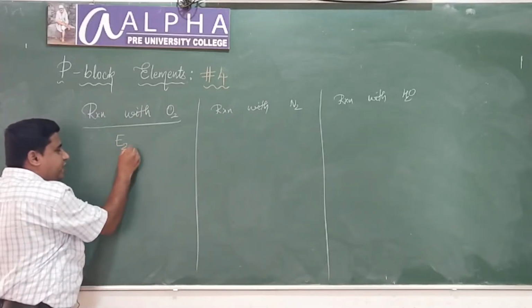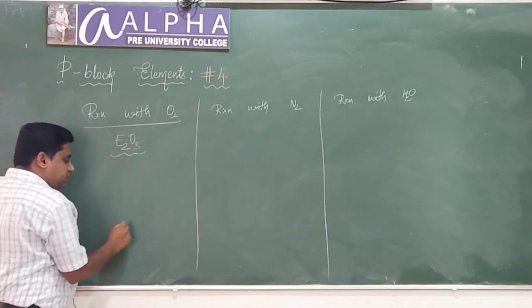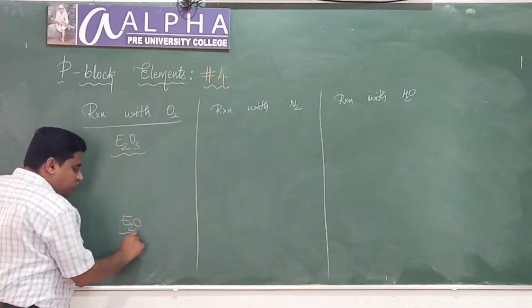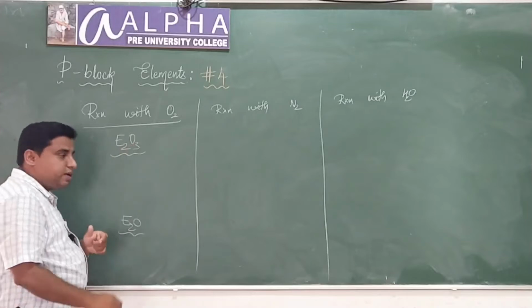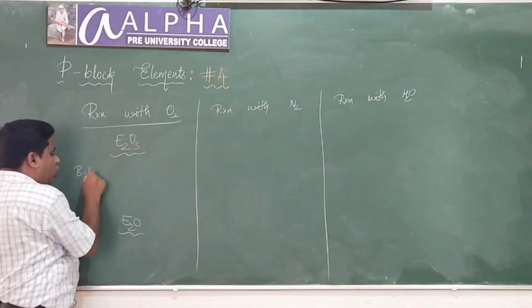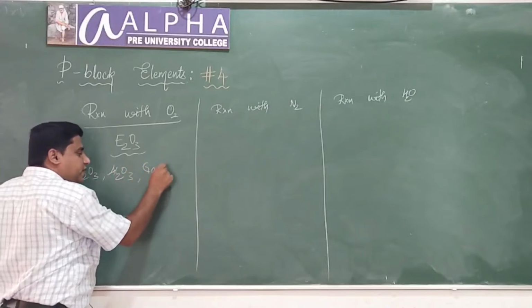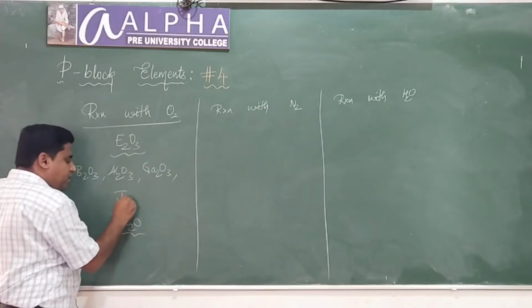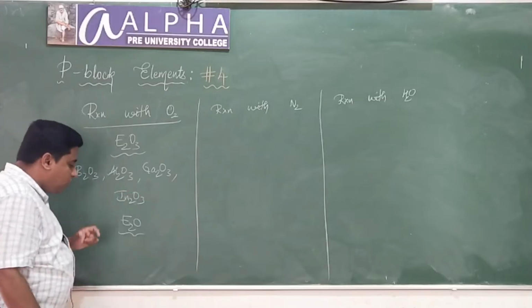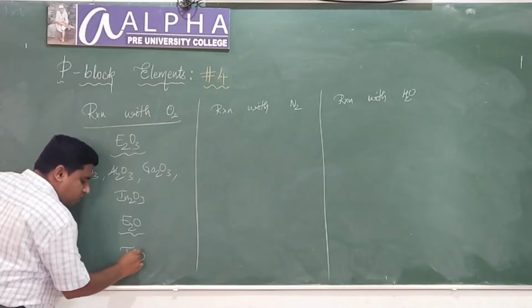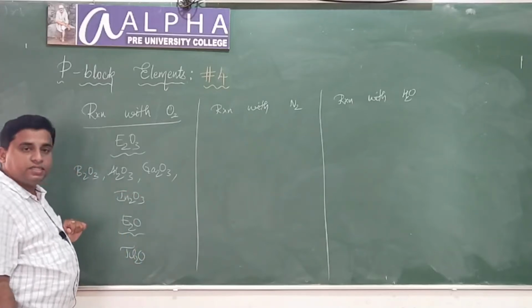One is E2O3, the other one is E2O. Which are those elements which form oxides of this type? It is boron oxide, aluminium oxide, gallium oxide, and indium oxide, isn't it? Only thallium will form an oxide of the type E2O, isn't it?